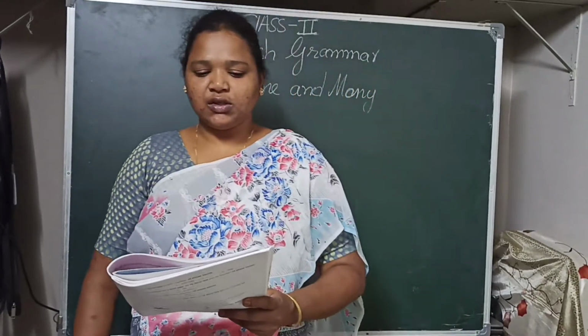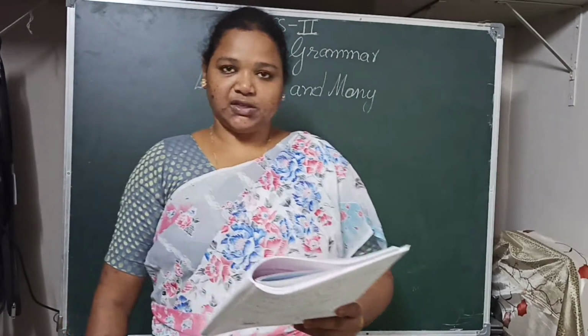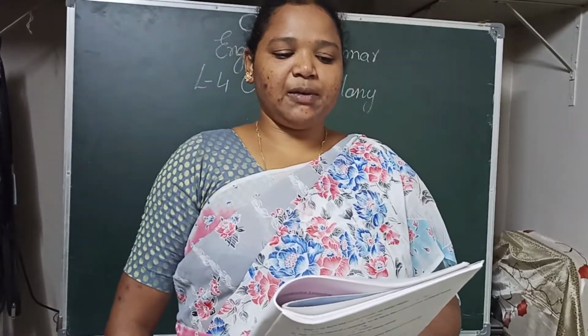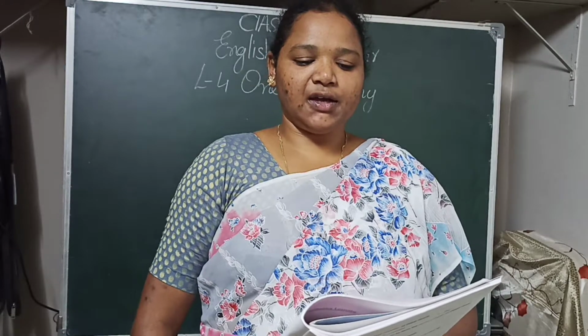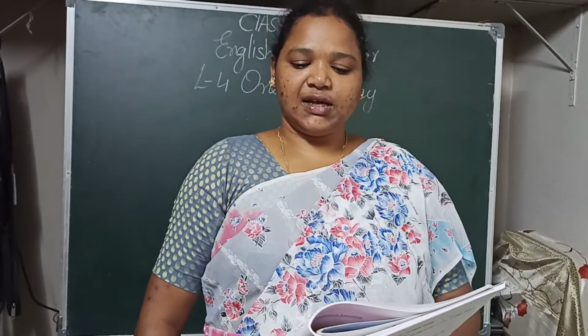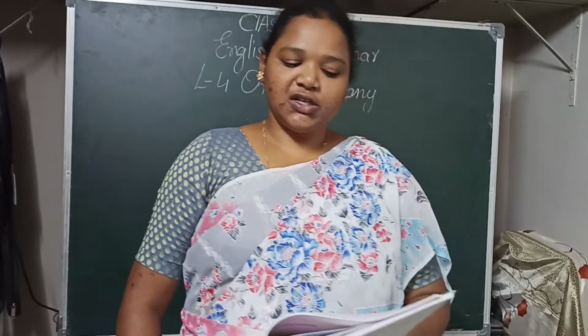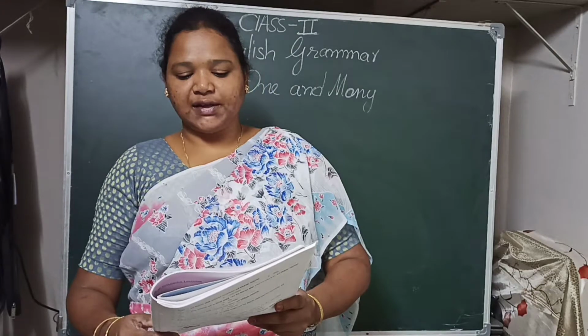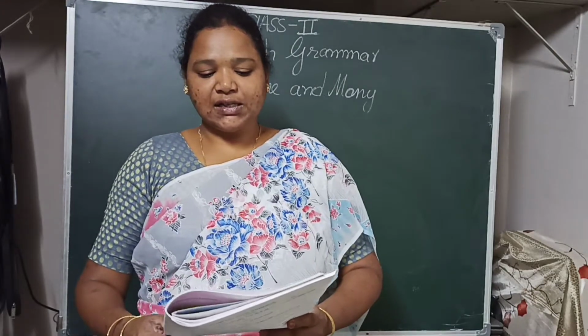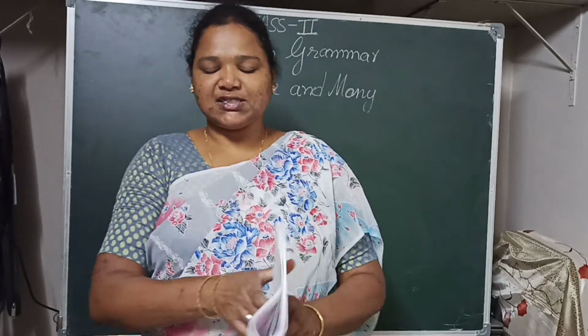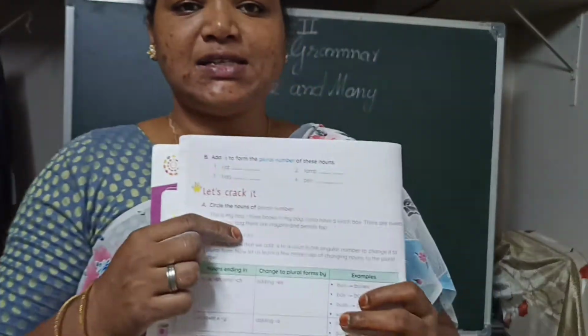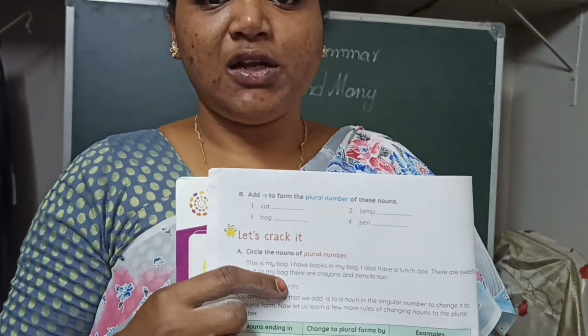Okay, moving on. Let's do the next one on the same page, page 16. This is my bag. I have books in my bag. I also have a lunch box. There are sweets in it. In my bag there are crayons and pencils too. Formation of plurals. You already know that we add s to nouns to form plurals. So in this given paragraph we have to circle the plural noun forms.